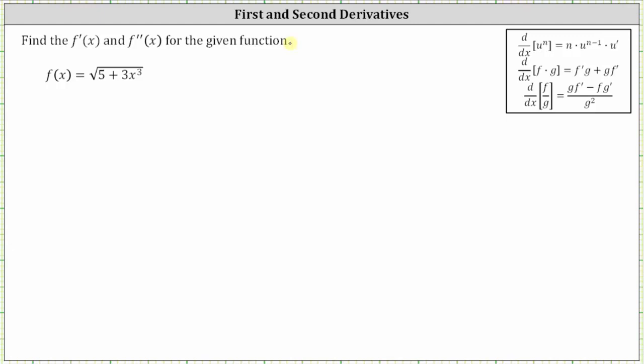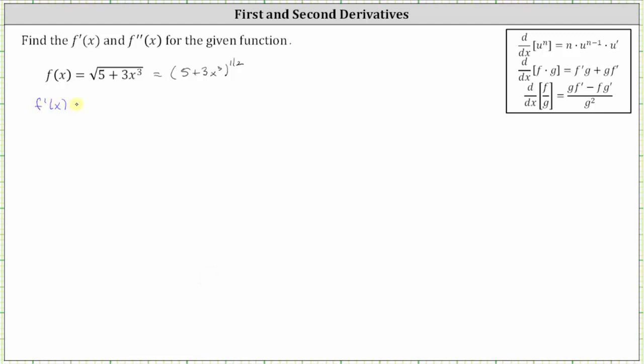We're asked to find the first and second derivative for the given function. The first step is to write the square root using a rational exponent. The square root of the quantity 5 plus 3x cubed is equal to the quantity 5 plus 3x cubed raised to the power of 1/2. And that's where we're going to determine the first derivative.